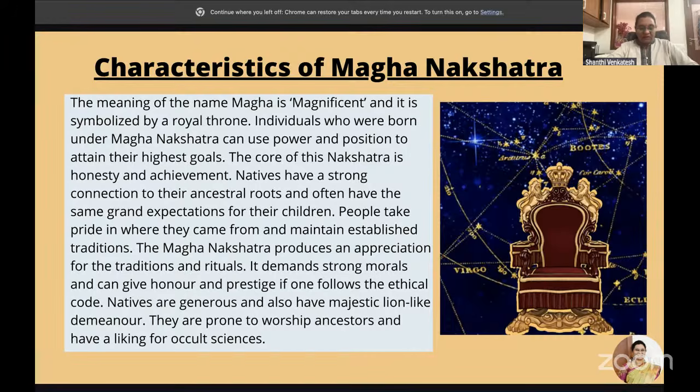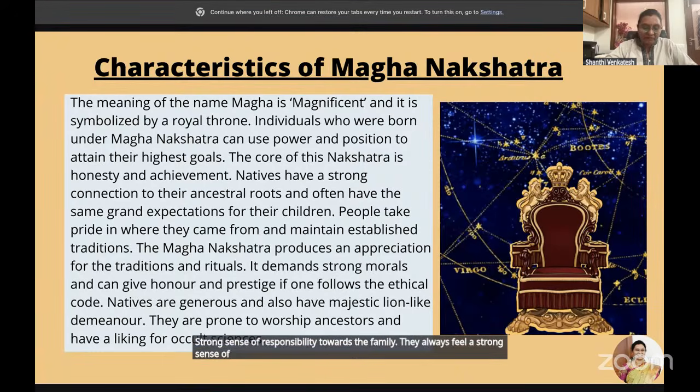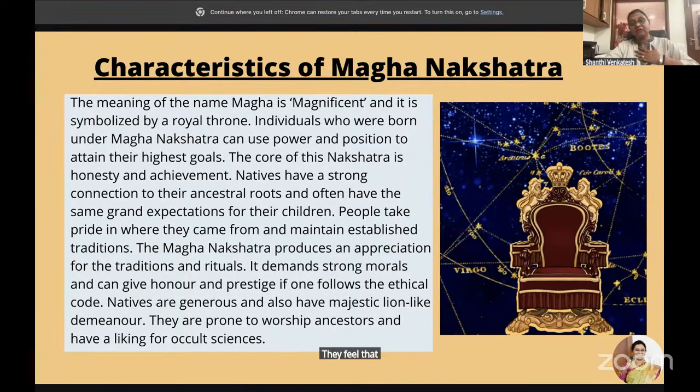So, coming back to Magha Nakshatra, these people are naturally drawn towards history, culture, tradition. They love temples, ancestral properties, and they always will be connected with the past, because the deity are Pitru Devatas. They always feel a strong sense of responsibility towards the family. They feel that they have a role to carry forward the family name, the family's values and responsibilities.